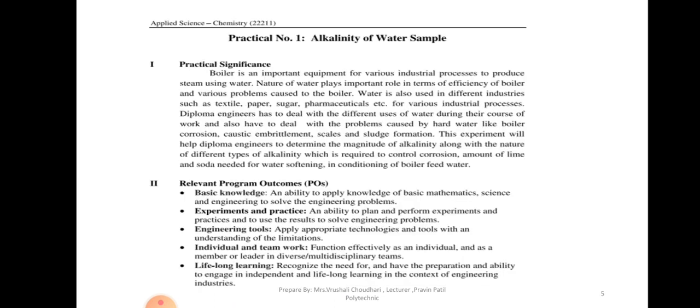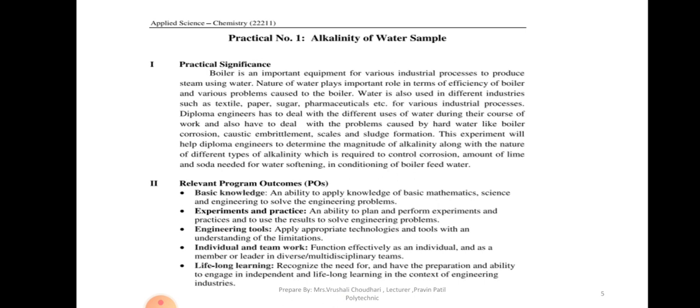Today we are going to perform experiment number 1, that is the alkalinity of a water sample. What is the meaning of alkalinity? Different hydroxide basic group ions are present in the water. Due to that, the water becomes alkaline.